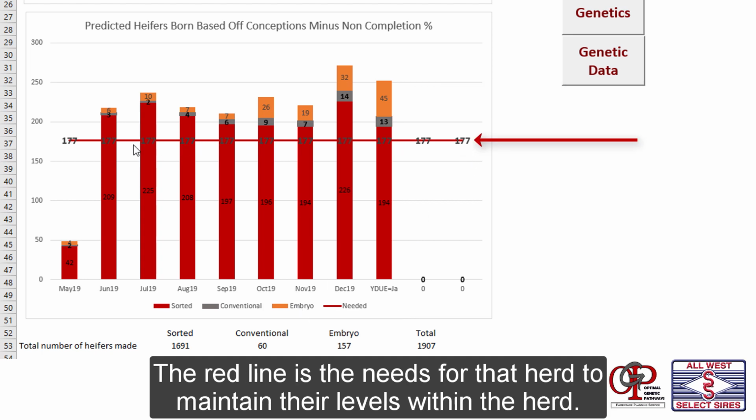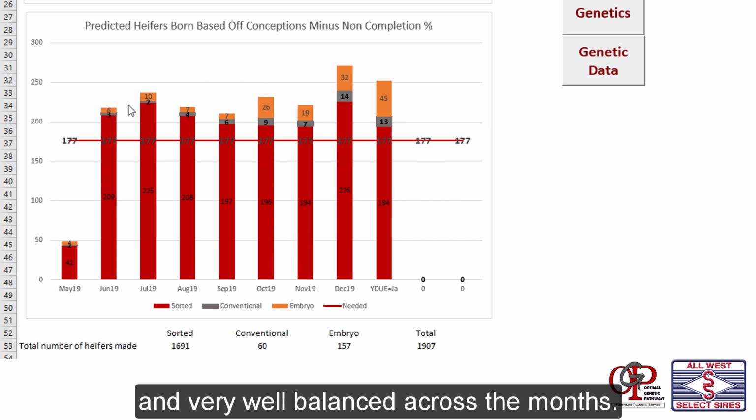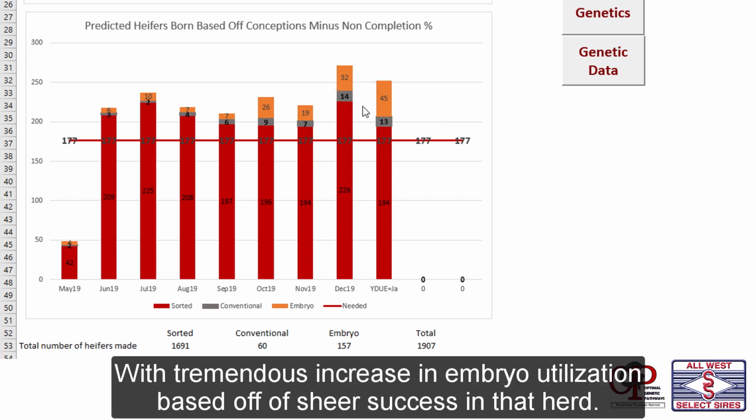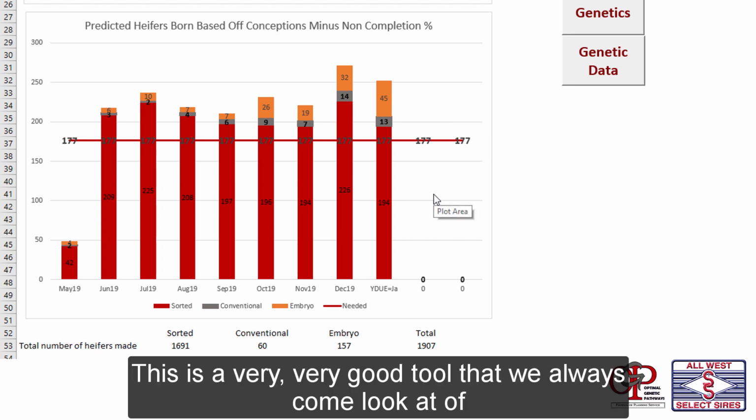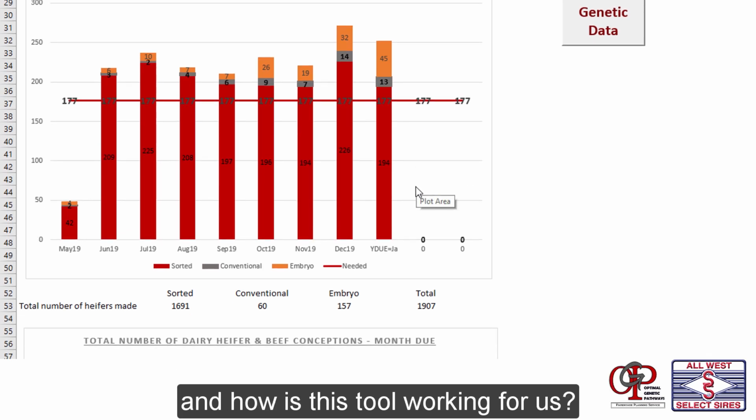The red line is the needs for that herd to maintain their levels within the herd. And you see that this is a very, very healthy strategy for this herd and very well balanced across the months, with tremendous increase in embryo utilization based off of sheer success in that herd. This is a very, very good tool that we always come and look at: what did we do? What were the results of our plan 3 months ago, 6 months ago, and how is this tool working for us?